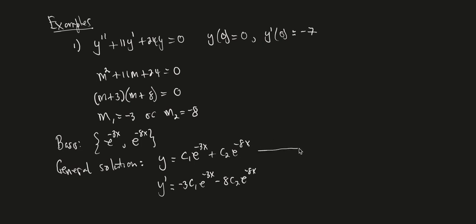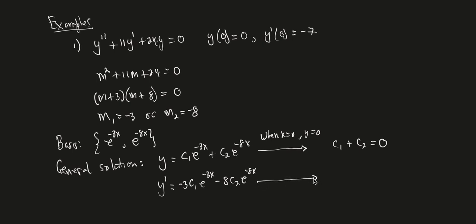So now if I take this first equation, the general solution for y, and apply this, this tells me that when x is equal to 0, y is equal to 0. So plug 0 in for y and 0 in for all the x's, then we're going to end up with this equation: c1 plus c2 is equal to 0.